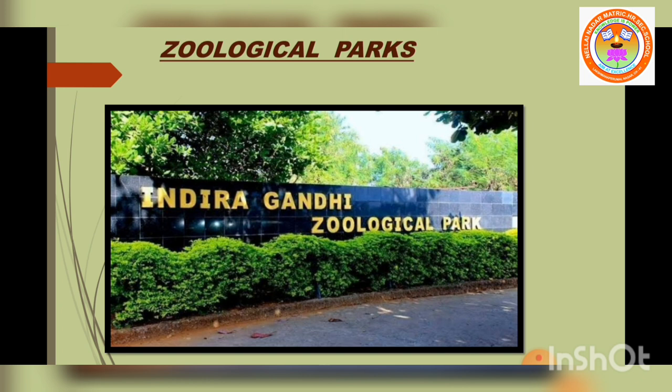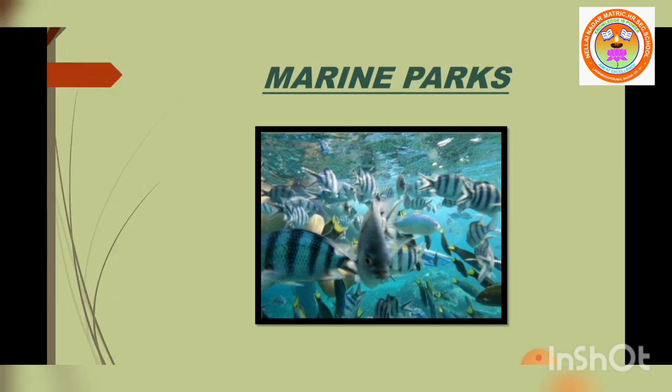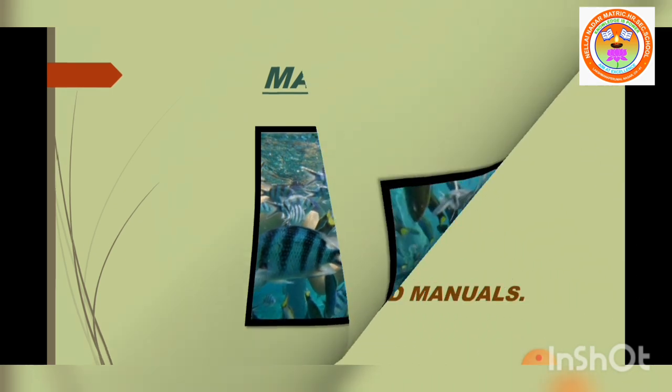Next, zoological parks. This is also another important classical taxonomic tool. These are places where wild animals are kept in protected environments under human care. It enables us to study their food habits and behavior. Marine parks. Marine organisms are maintained in protected environment.